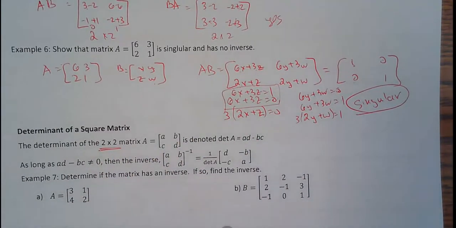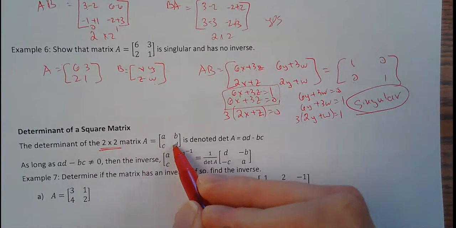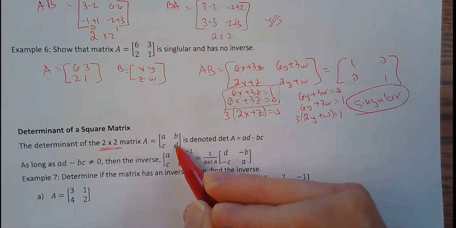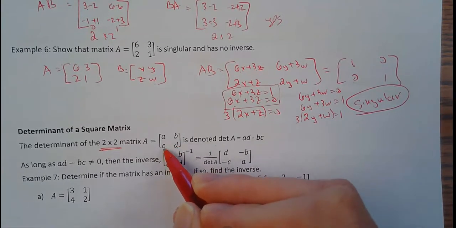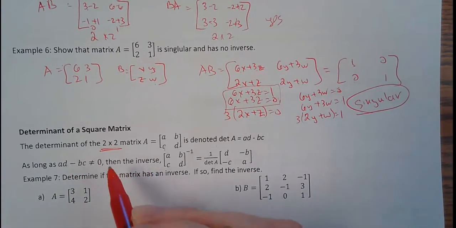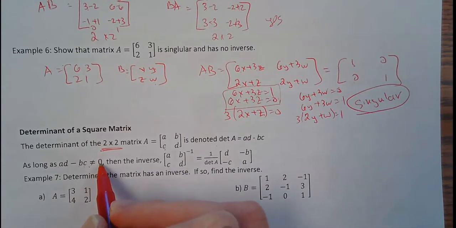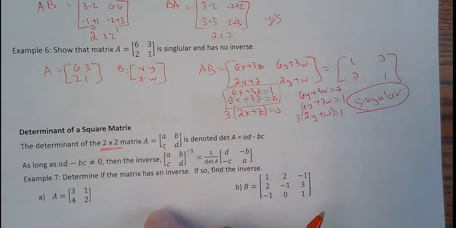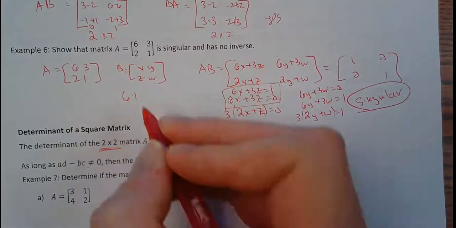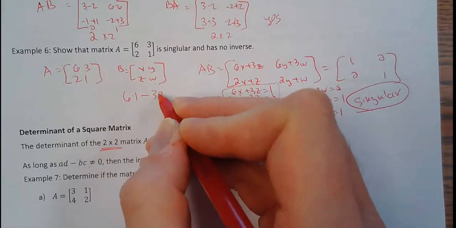It's very simple. If matrix A is A, B, C, D, the determinant would be AD, A times D, minus B times C. As long as this doesn't equal 0, it has an inverse. But if AD minus BC equals 0, it doesn't have an inverse and it's singular. So let's go up here and look at this. A times D would be 6 times 1, minus, and then B times C would be 3 times 2.